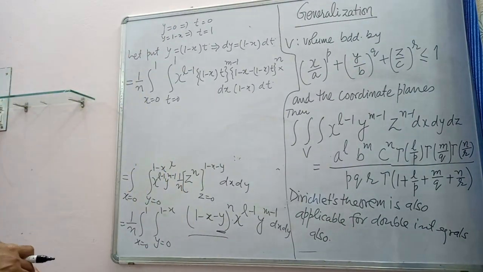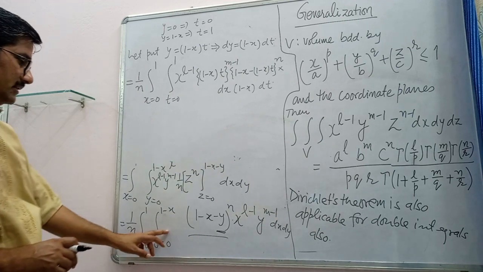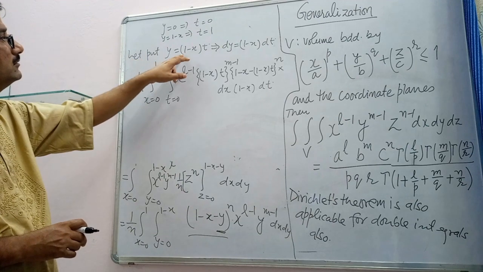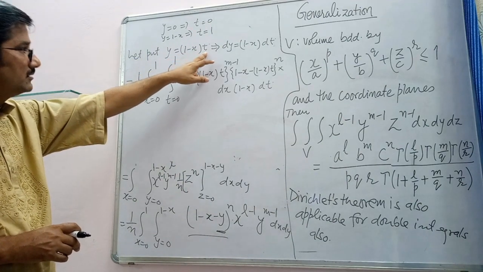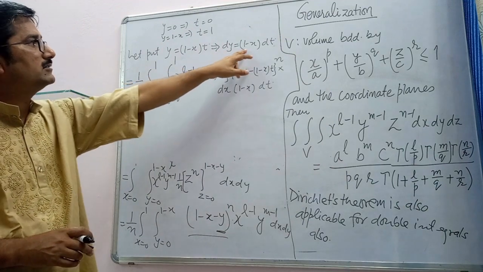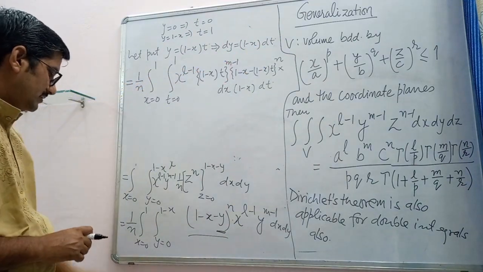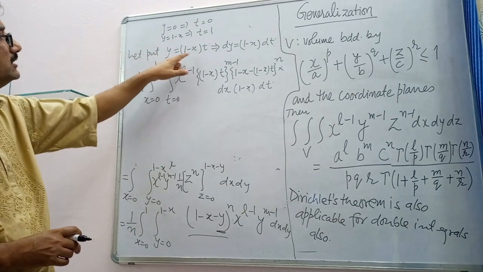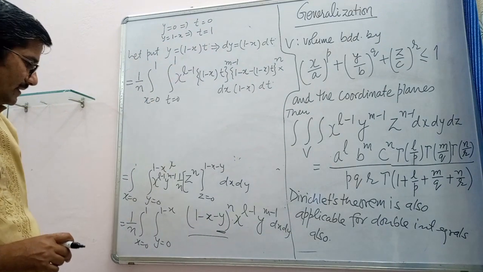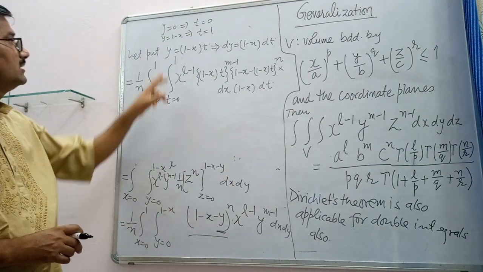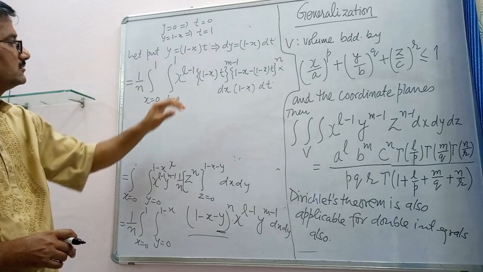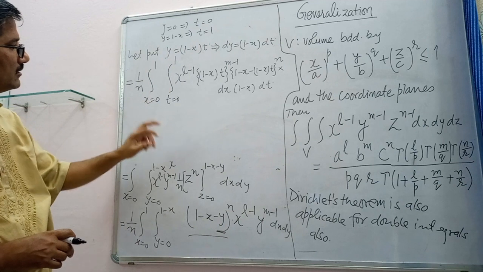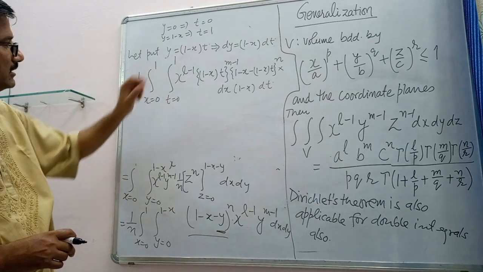So to proceed with this integration further, let us put y equal to (1 minus x) into t. Then what about dy? dy is equal to (1 minus x) into dt. When y equal to 0, the lower limit, if you put y equal to 0 here, you will get t equal to 0. And if you put y equal to 1 minus x, you will get t equal to 1. So the limits will be t equal to 0 to 1. Lower limit t equal to 0 and upper limit t equal to 1.